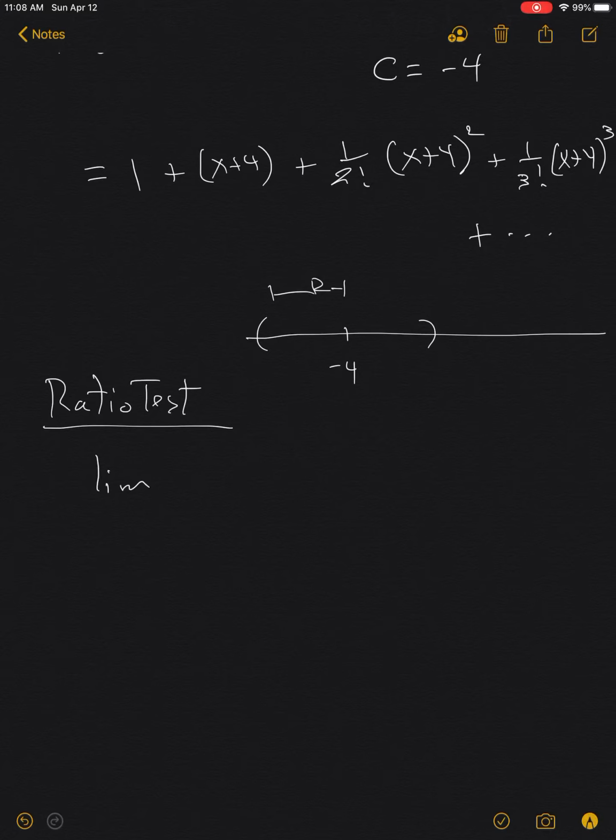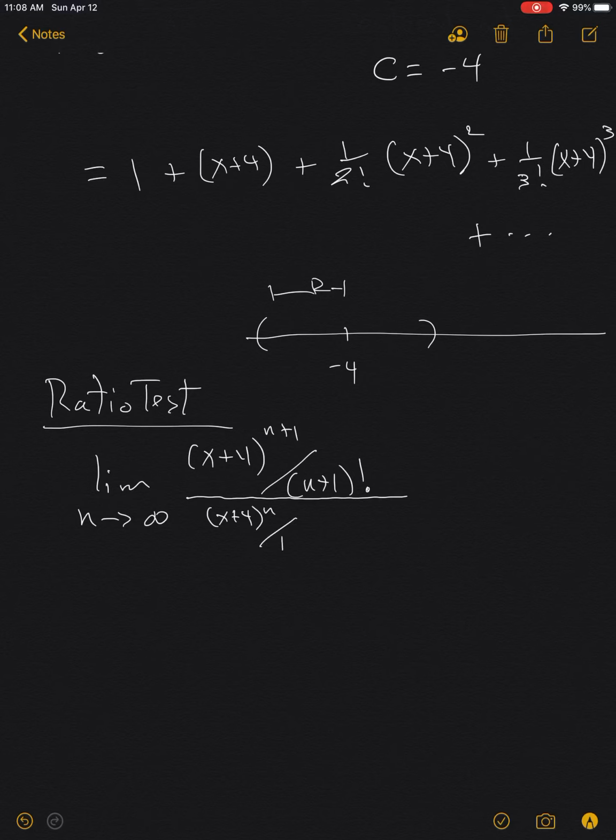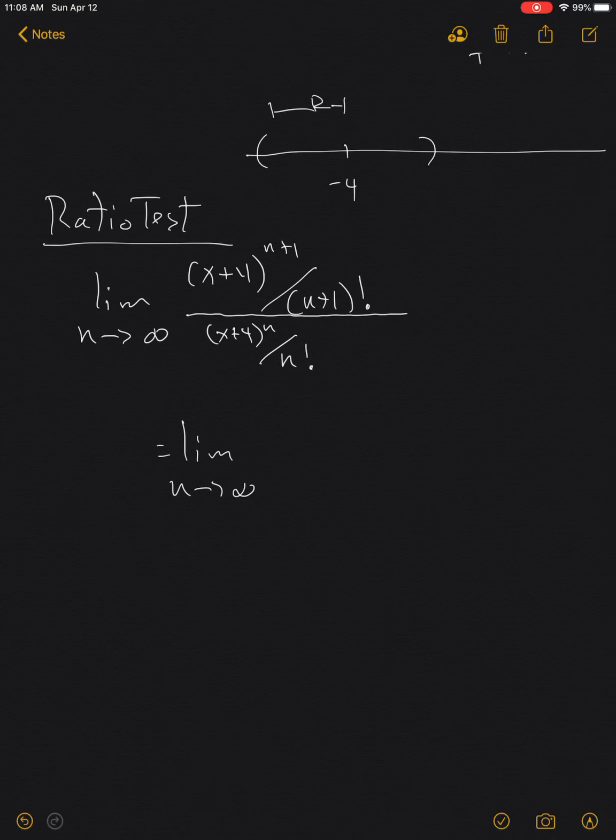So we'll take our limit as n goes to infinity of x plus 4 to the n plus first power divided by n plus 1 factorial. That's the numerator of our ratio. And then we simply have x plus 4 to the n over n factorial, our denominator of our ratio. You should have some good practice at this point simplifying these expressions from our previous sections, but I'll go ahead and write out the details.